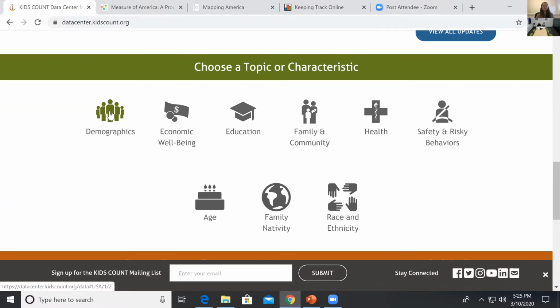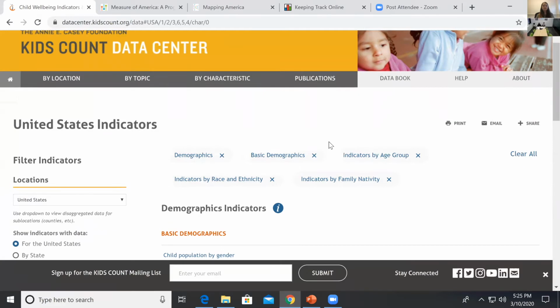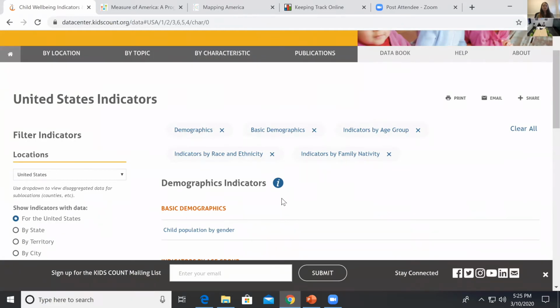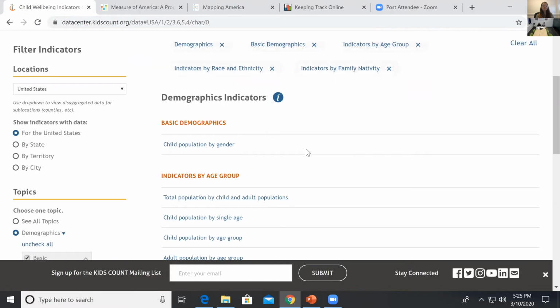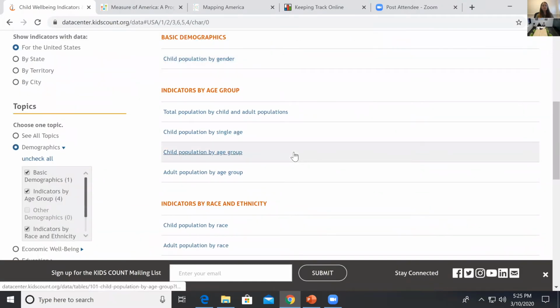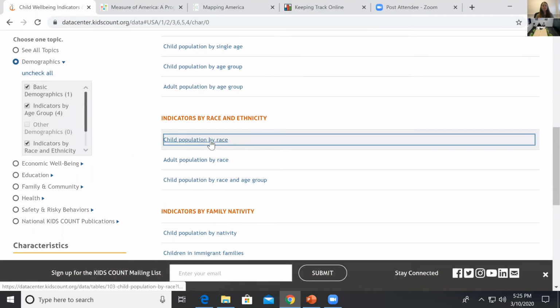So how many people, how many men, how many women, how many children, but it also talks about poverty level, income, employment. Those are also demographics. And so this will take you to the place where it has all the demographic indicators. Indicators is just a fancy way of saying what type of statistic you're looking at. So child population by gender is an indicator, right? So let's go down and see child population by race.